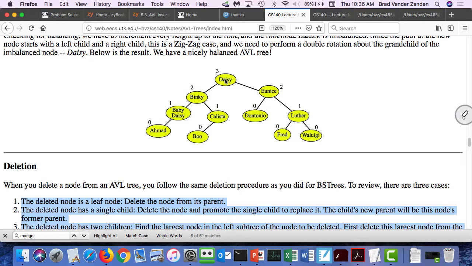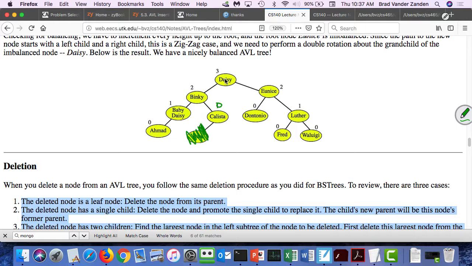So first of all, let's say that we deleted Boo. It's a very easy delete, but as a result of deleting Boo, Callista's height changes. Okay? So Callista's height changed. Because Callista's height changed, there's a potential for an imbalance. So we have to compare Callista's height with the height of the left one, and there is no difference.